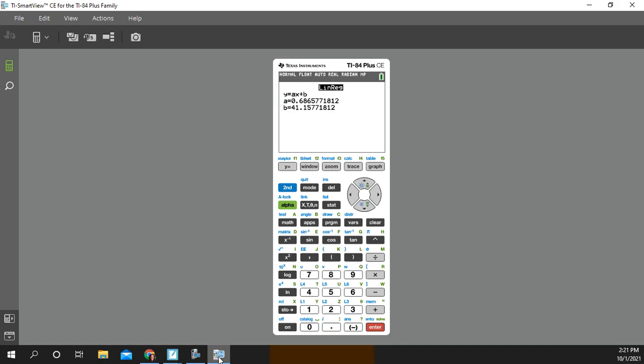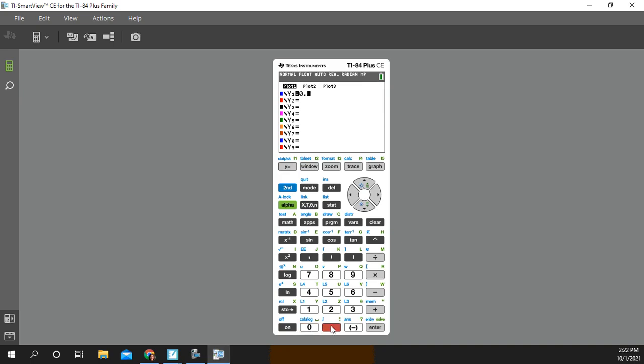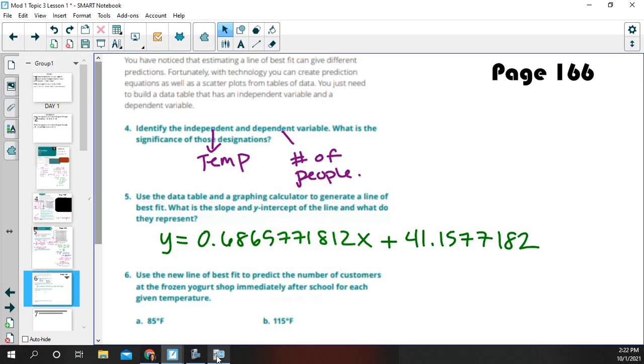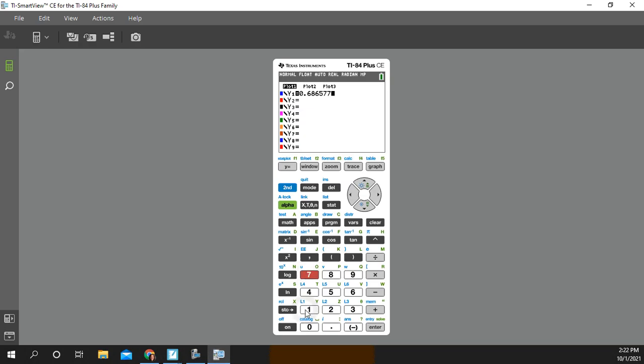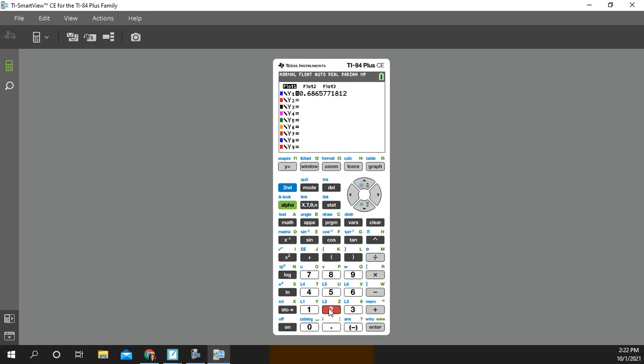So I'm going to show you guys, we're going to look at that actual equation, okay? And we're going to see what it actually looks like if I were to graph it. So if you go back to your Y equals, we're going to type that equation in. You don't type the Y, it's already there. So I'm going to start with the 0.6865771812. X is right here next to your alpha.